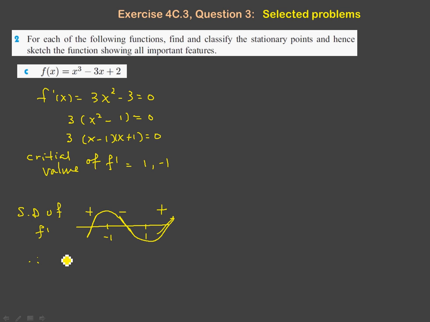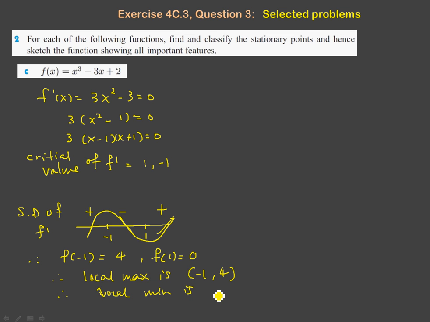Also you will want to calculate f of -1, and you find that it will be 4. And also we will want to calculate f of 1, because we want to display the coordinates of those points. So this should be 0. From the sign diagram, we'll be able to determine the local maximum is this point when x is -1, so this point is the local maximum, and the local minimum is the other one. So it's (1, 0).